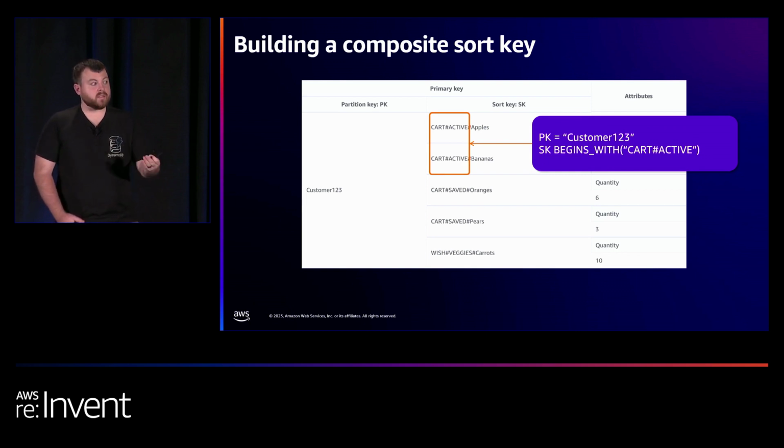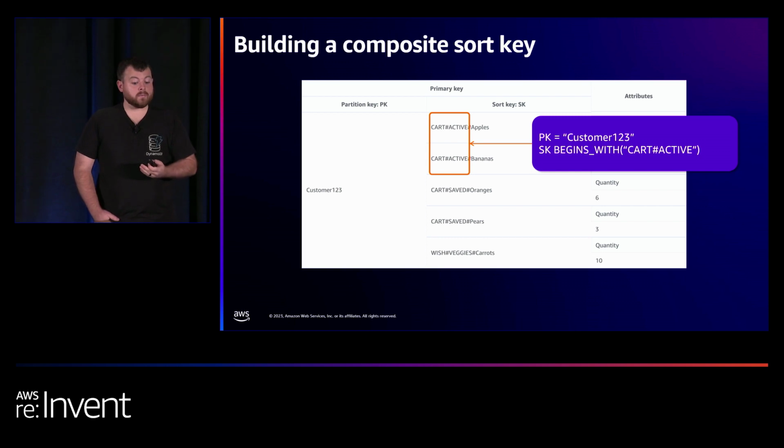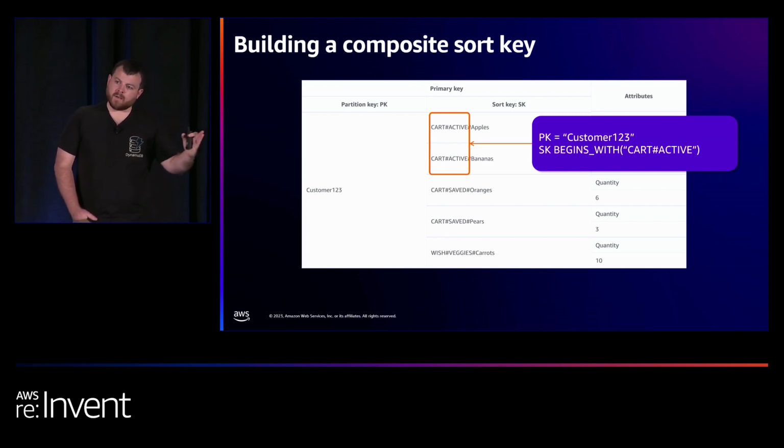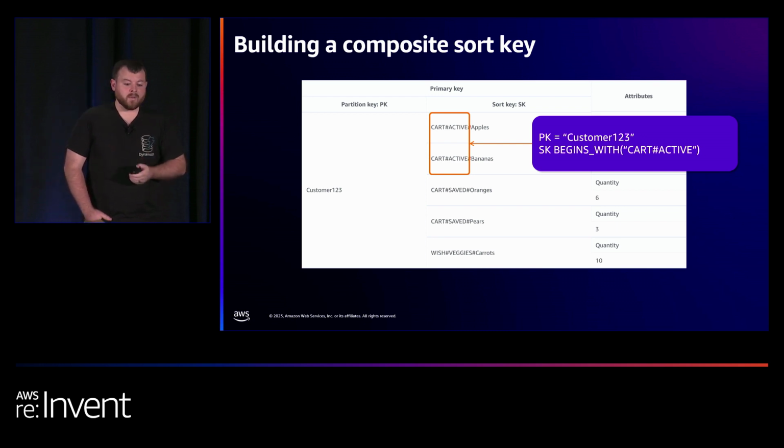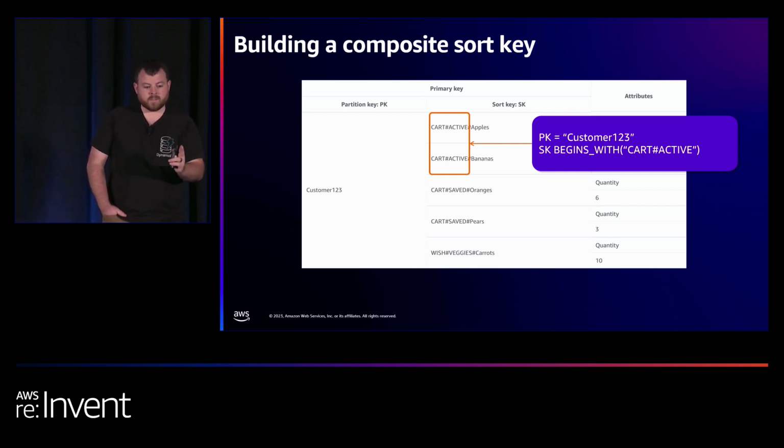Sort key begins with cart #active. The sort key, think of it as lexicographically sorted left to right, almost like a dictionary. It's a lot easier to find something in the dictionary if you know the letter it starts with. And so the sort key, we know the start, and we're going to ask for anything that begins with cart #active. So that will return apples and bananas.